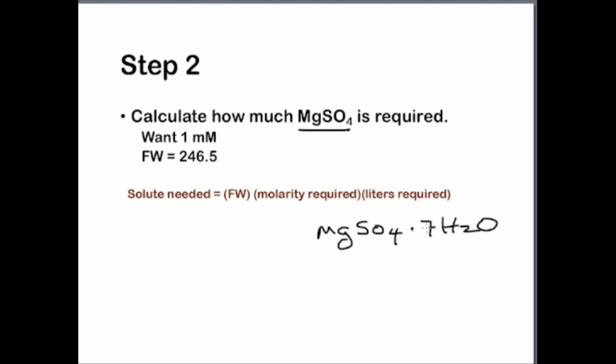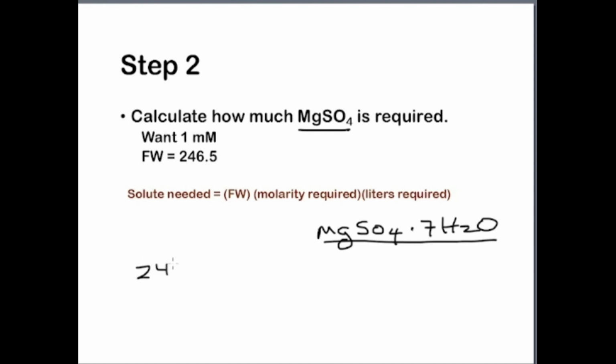But there is water bound to it, and so the formula weight reflects that water. This formula weight is for this form of magnesium sulfate. You can use other forms. You could use anhydrous, you could use magnesium sulfate with different numbers of bound waters, but you need to pay attention to which one you have. That's why it's really important to look on the reagent bottle for the formula weight of the reagent that you have in hand. Okay, so now that we know that, we can plug into our handy-dandy formula.